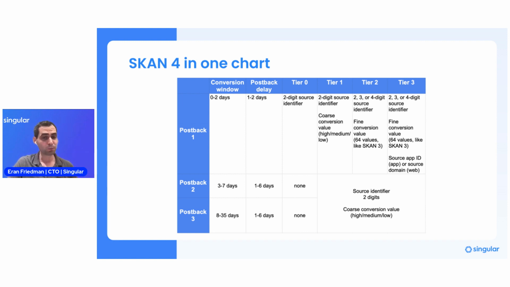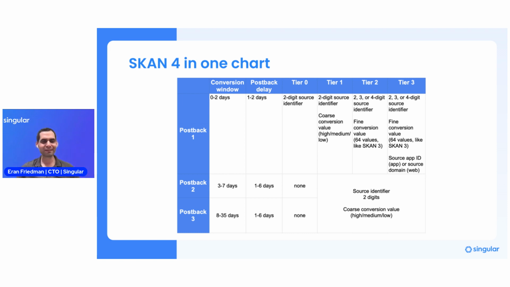Then on the second and third postback, you have the 7-day window and the 35 window. You're going to have a longer delay, a random delay of 1 to 6 days for each one of these. So it can take more time until you actually get these results. And you're only going to get the coarse conversion value, the high, medium, low conversion value for these users. I also note that the second and third postbacks are only available for the campaign level granularity, only 2 digits for the source identifier. So the bottom line here for the second and third postbacks is, again, you're getting more details about the longer cohorts of these users, but it's going to be pretty limited. Only high-level granularity and only high, medium, low signal for these users.